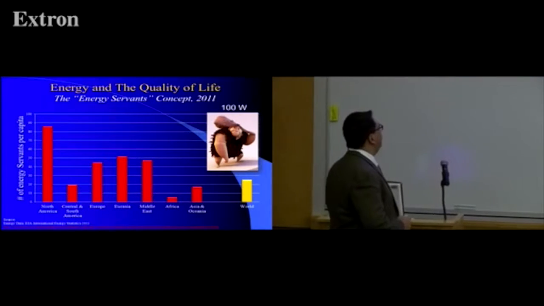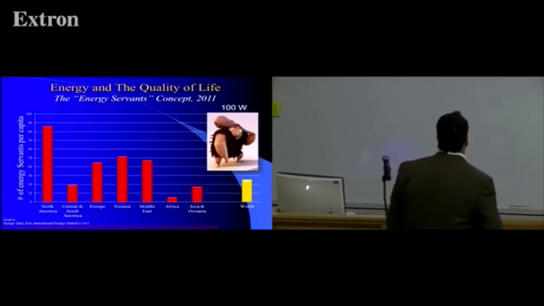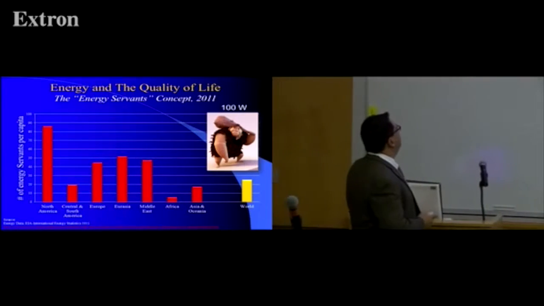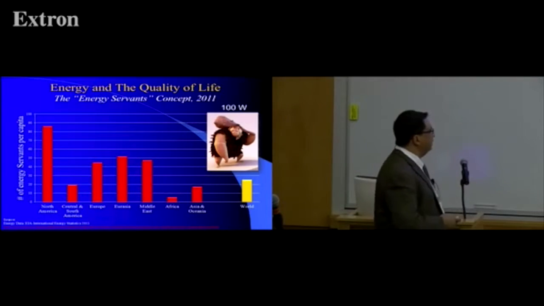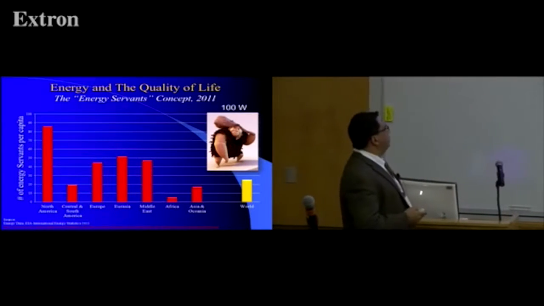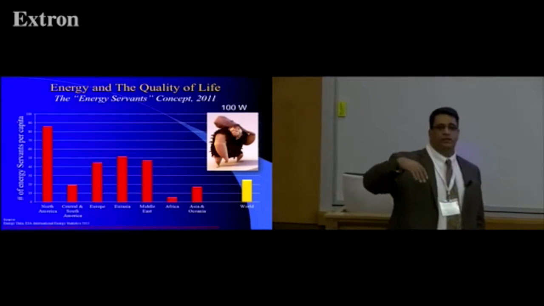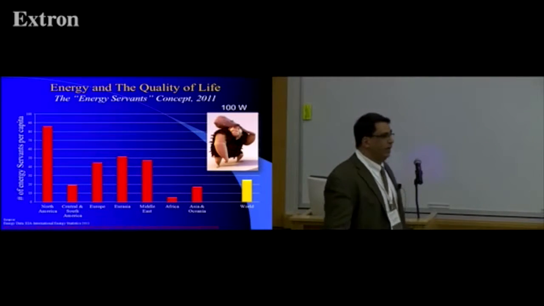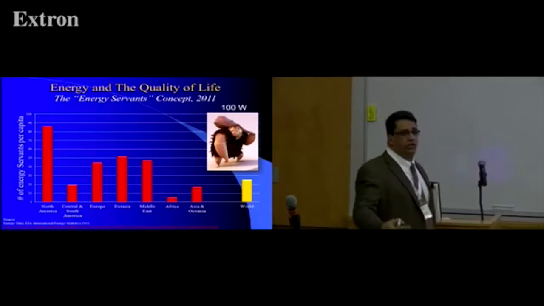in the world in terms of energy servants. So on the x-axis here, you see the region, and the y-axis, you see the number of energy servants per person or per capita. And as you can see here, the average in the world is about 27 energy servants. So this means on average, 27 people are working 24 hours a day, 7 days a week, in order to provide us with energy that we need every day.